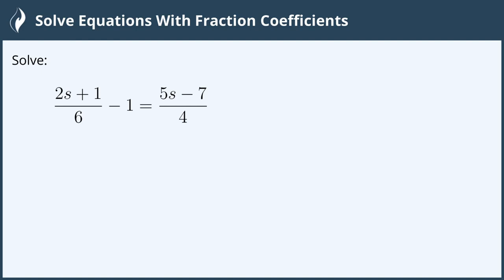Hi everyone! In this video we will solve equations with fraction coefficients. Solve (2s plus 1) divided by 6 minus 1 equals (5s minus 7) all divided by 4.